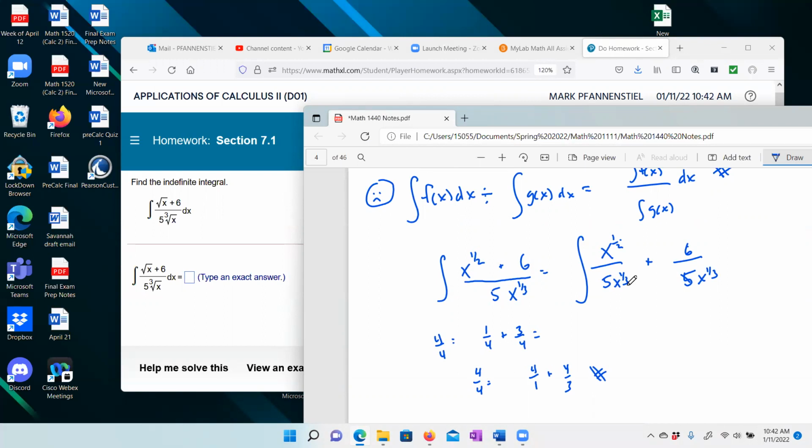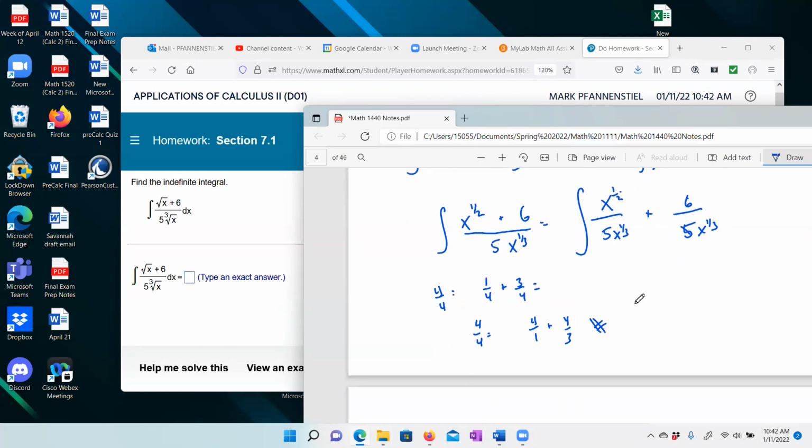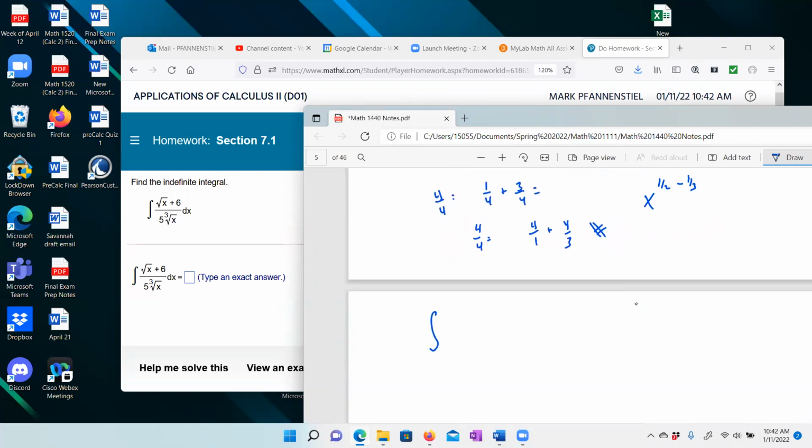Now I know you've been taught that there's a rule for exponents when you're dividing them. You may not remember it, but what we're going to say is this is x to the 1/2 minus 1/3. That's the rule for dividing exponents. There's a 1/5 here that we can push to the side. So this is the integral of 1/5 times x to the 1/2 divided by x to the 1/3.